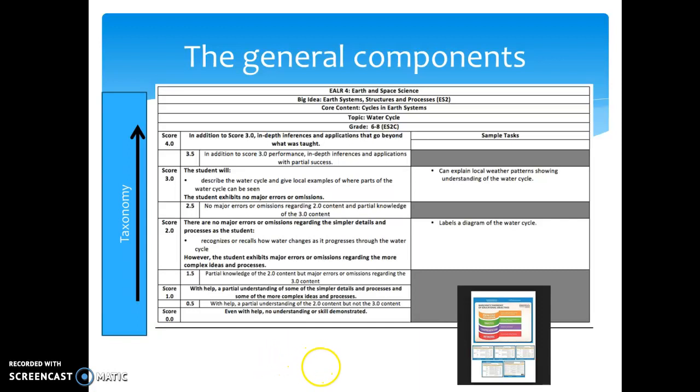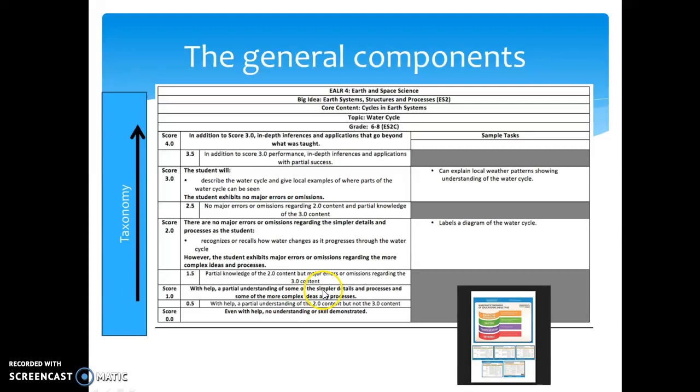What I've noticed with the Marzano scales is they use language like with help, partial understanding, partial knowledge, no major errors, and there's these half steps between. As you design your scales, I personally have found more luck by being more specific with what a 1 looks like. So notice this one says with help, a partial understanding of some of the simpler details. I usually am more specific about what that means.